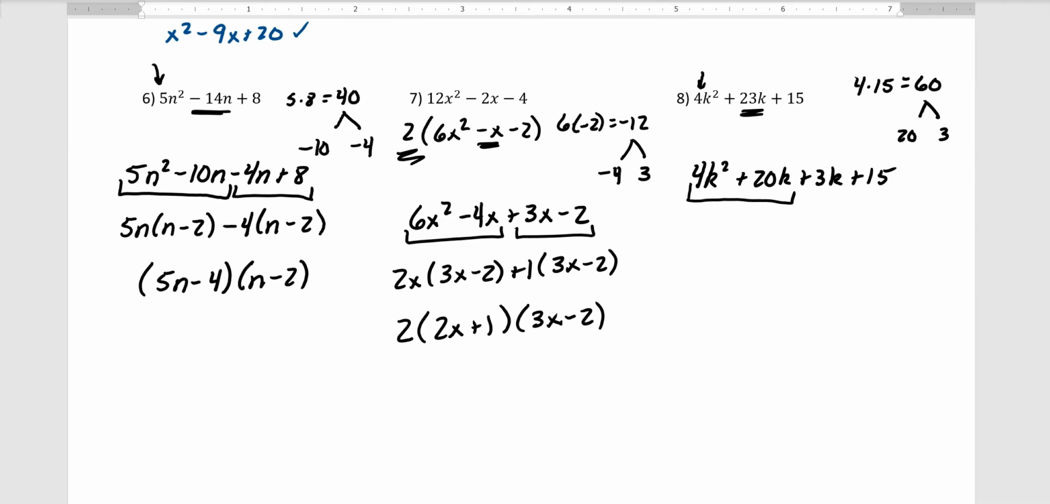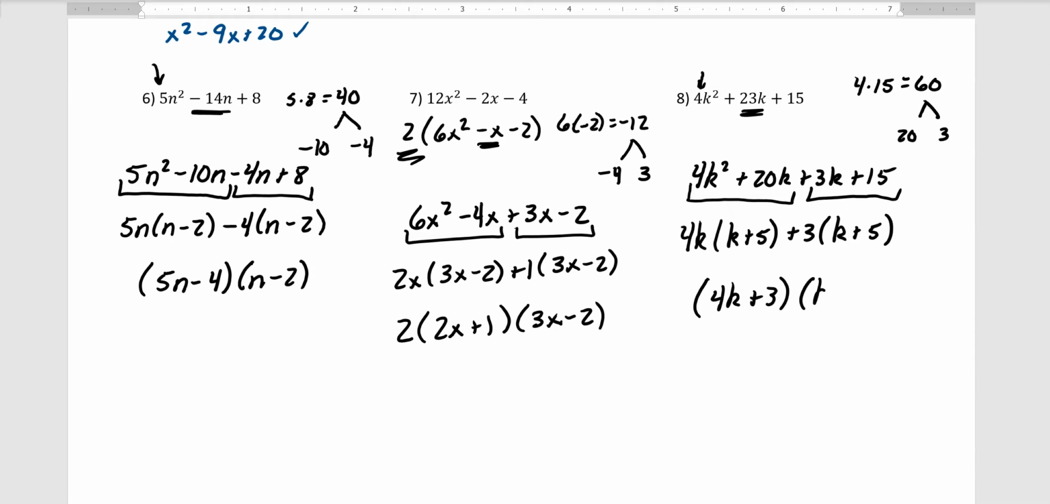Do some factoring by grouping. I can factor out a 4k from both of those. When I do that, I'm left with k plus 5. I can factor out a 3 from both of these. When I do that, I'm left with k plus 5. And that means my factored form would be 4k plus 3 times k plus 5.